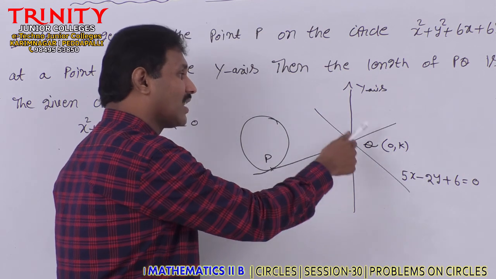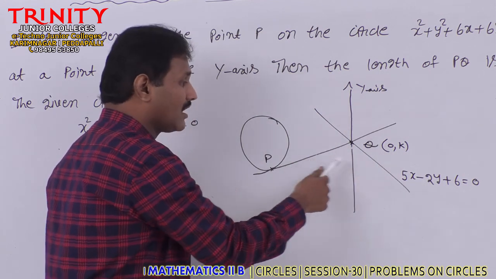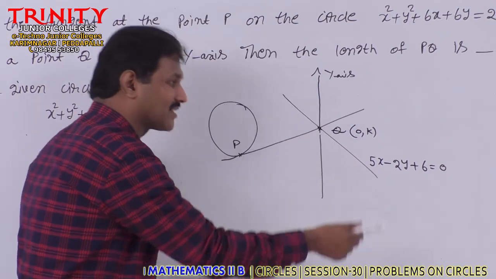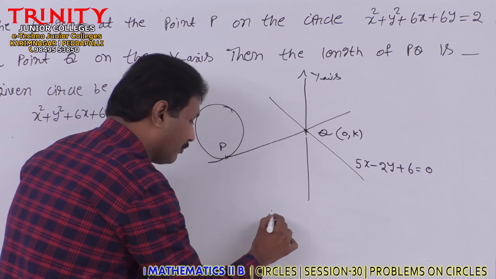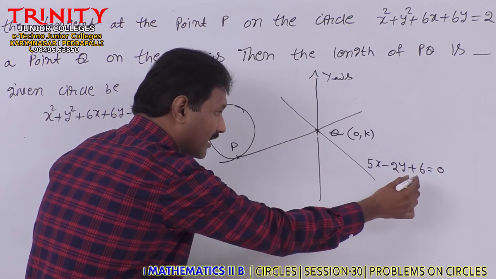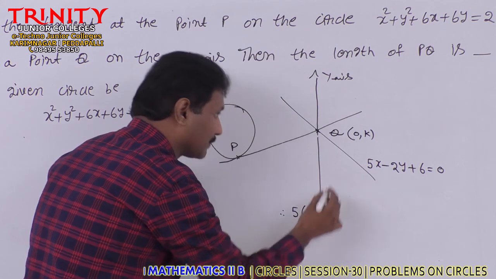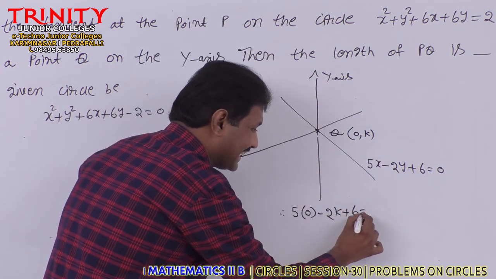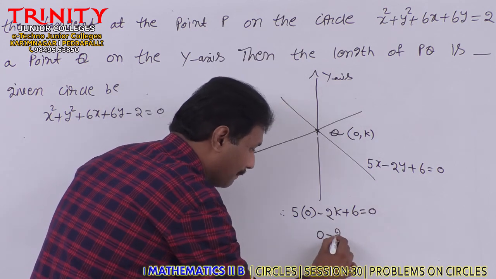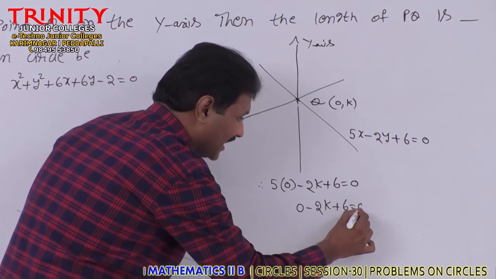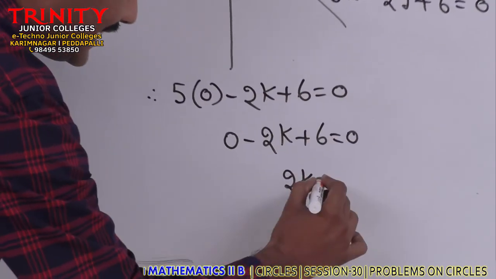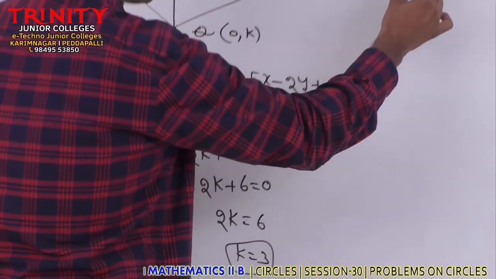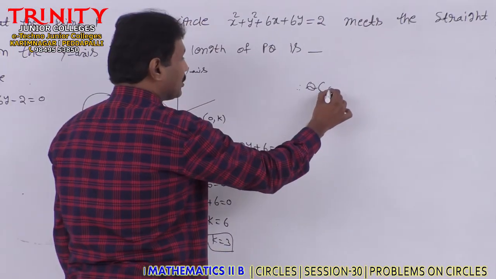Therefore the point lies on the y-axis, this line and this line. Therefore the point Q lies on this line, so the point must satisfy the equation of the line. Therefore the point Q (0, k) satisfies the line: 5 into 0 minus 2 into k plus 6 equals 0. 0 minus 2k plus 6 equals 0. 2k equals 6, k equals 3. Therefore the coordinates of the point Q are (0, 3).